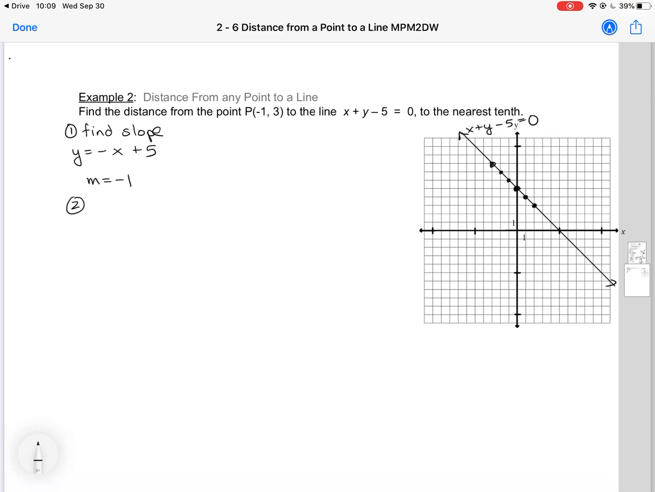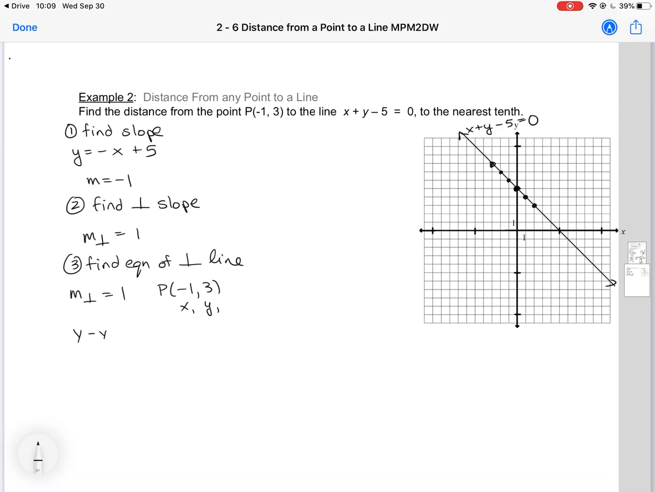Now the second part that I'm going to do is find my perpendicular slope. So my perpendicular slope is going to be the opposite sign, and then I'm going to flip the number. That just ends up being +1. Third, I'm going to find my equation of the perpendicular line. In order to do that, I have my slope is 1. I also have the point that's given to me in the question as -1, 3. This is my x1, y1.